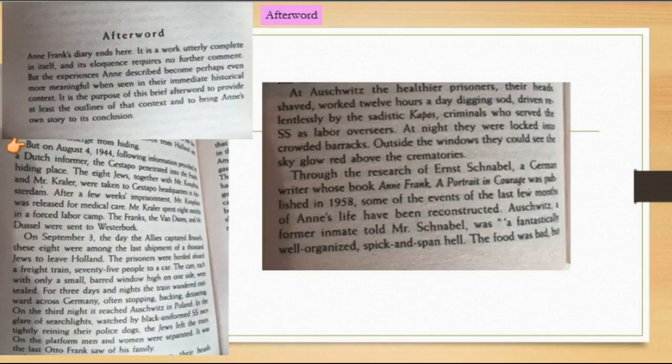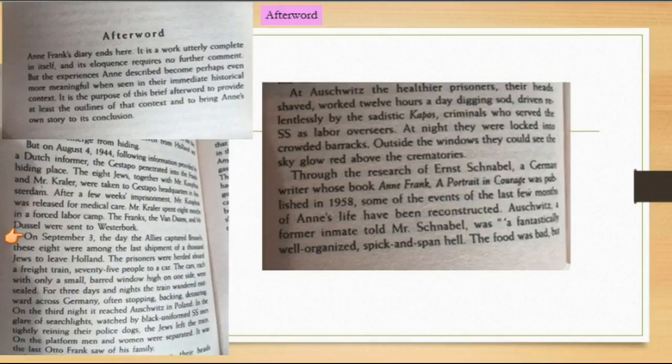So on August 4th, 1944, following information provided by a Dutch informer, the Gestapo, meaning the Nazis, penetrated into the Franks' hiding place. The 8 Jews, together with Mr. Kufius and Mr. Krahler, were taken to Gestapo headquarters in Amsterdam. After a few weeks' imprisonment, Mr. Kufius was released for medical care. Mr. Krahler spent eight months in a forced labor camp. The Franks, the Van Daan, and Mr. Dussel were sent to Westerbork, so that is a concentration camp.